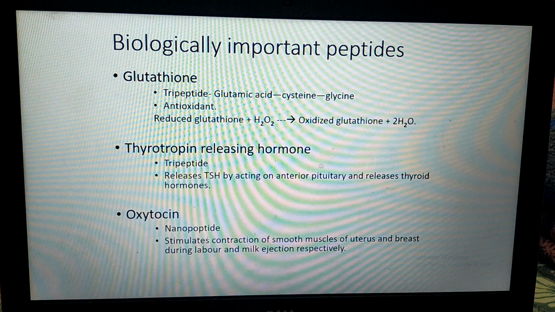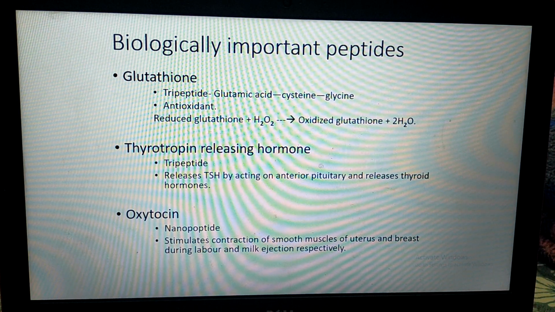Next biologically important peptide is thyrotropin releasing hormone or TRH. It is also a tripeptide. It is synthesized by the hypothalamus. It acts on the anterior pituitary gland and releases TSH. This TSH later on acts on the thyroid gland to secrete thyroid hormones.